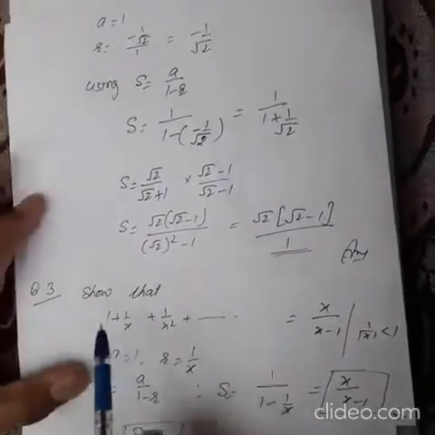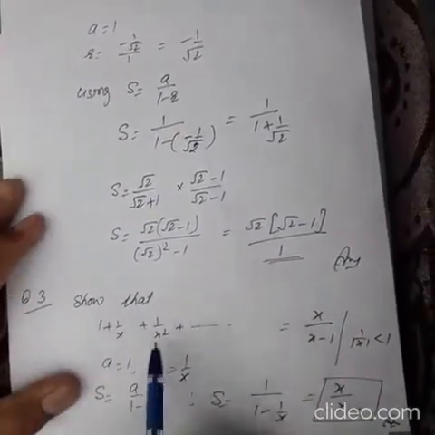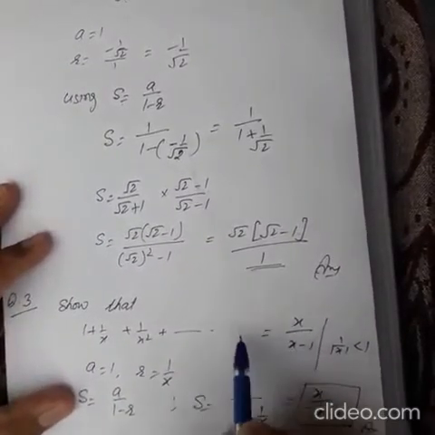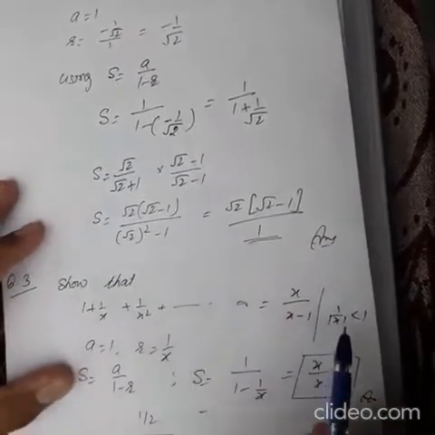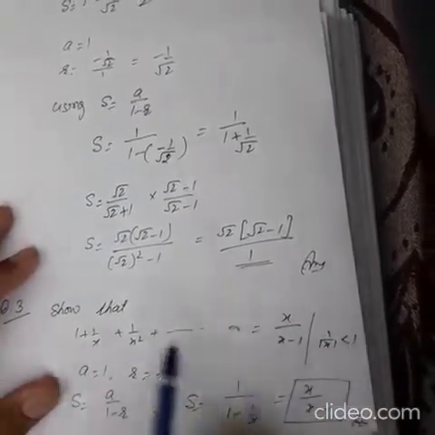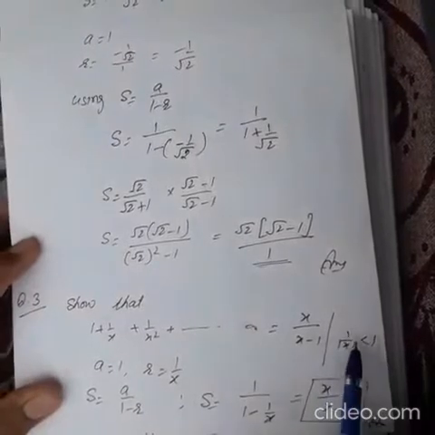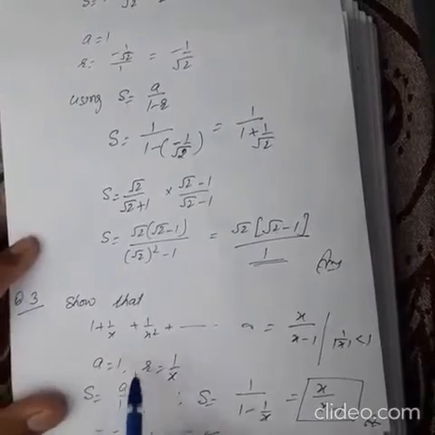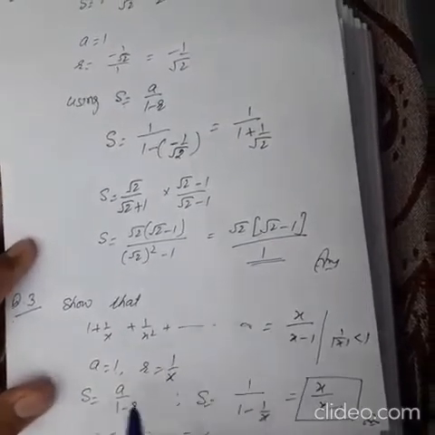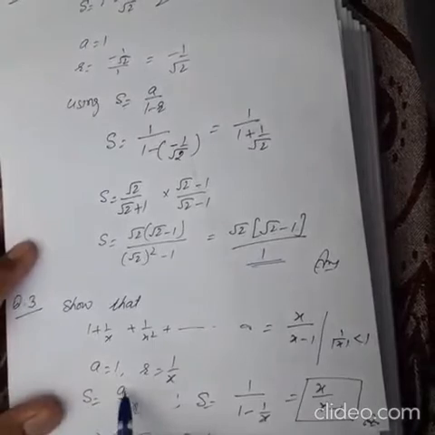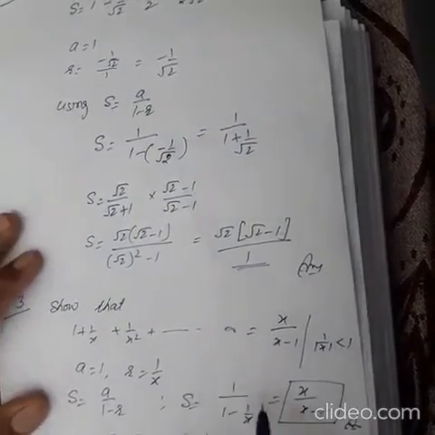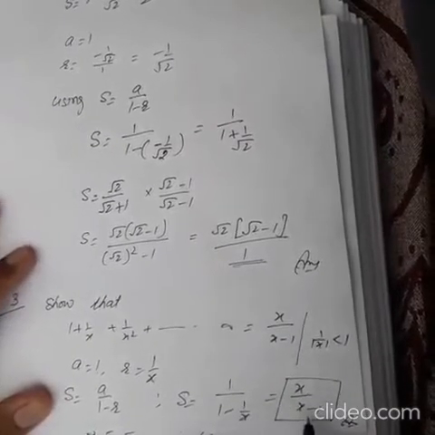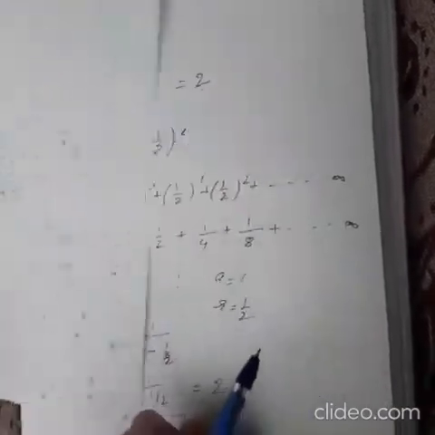Now next question, question number 3. Show that 1 plus 1 upon x plus 1 upon x square up to infinity is equal to x upon x minus 1, where mod of x is greater than 1, so 1 upon mod x is less than 1. So identify the first term, it is 1. Common ratio is 1 upon x. Apply the formula for the sum of infinite terms, it is A upon 1 minus R. You put the values of A and R, it will be, after simplification, x upon x minus 1. I hope it is clear.